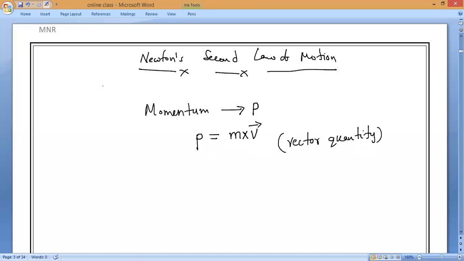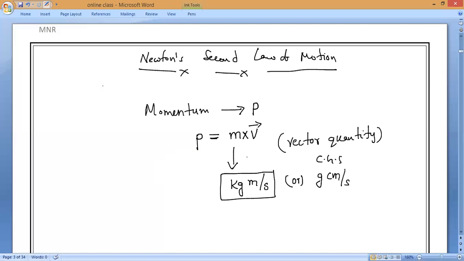Now, if you notice very carefully, in the last class we proved that, of course, what are the units of momentum? Anybody? The unit of momentum is kilogram meter per second. What is the CGS unit, guys? Gram centimeter per second. This is the CGS unit, and the other is the SI unit of momentum.